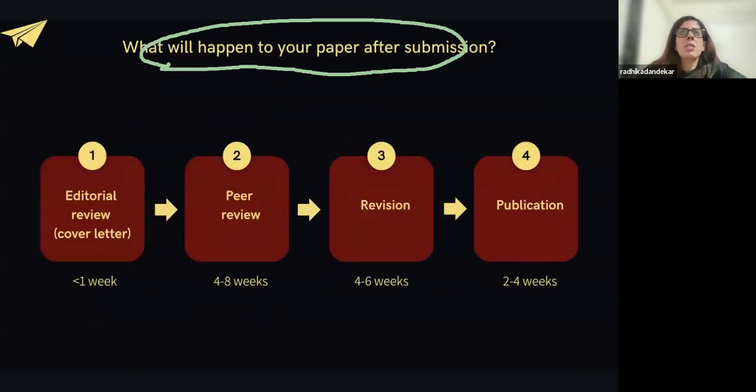So what happens when you submit your paper to a journal? What happens post submission? First of all, an editorial review takes place, where you're supposed to send a cover letter to the reviewer. This is another chance where you can highlight yourself and project yourself really well. And then a peer review takes place, and then there's a revision that takes place if required.